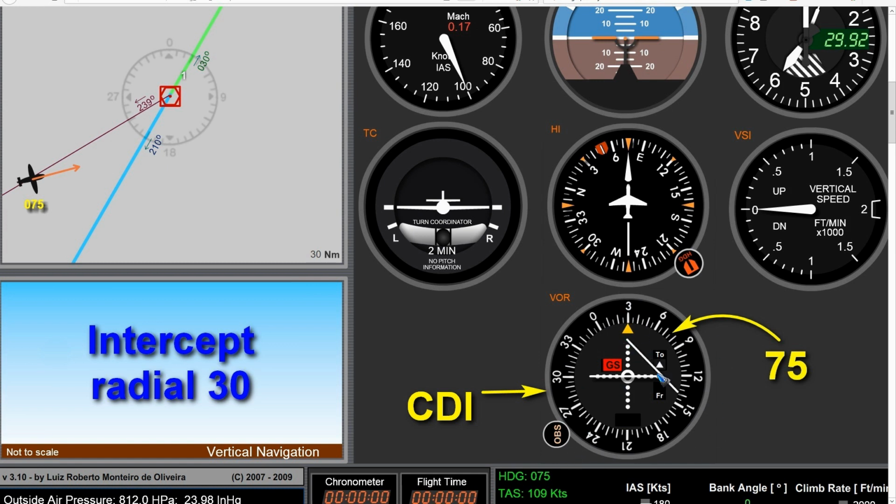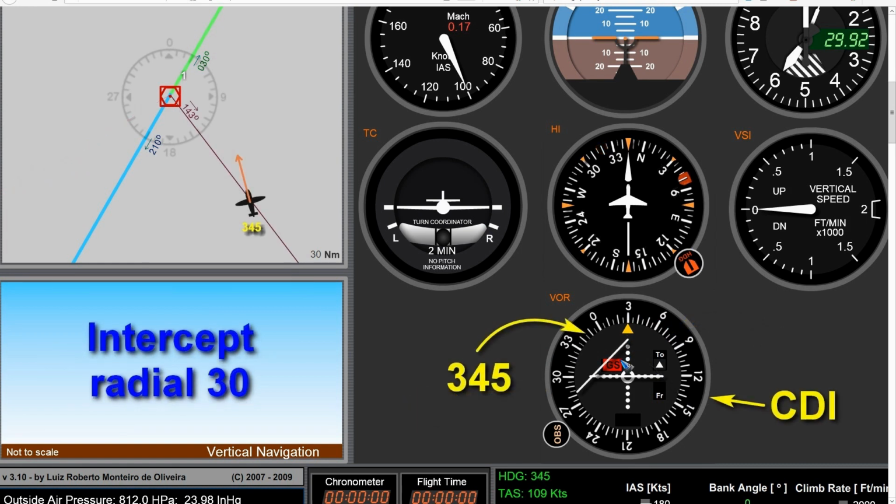Then we look at the needle. If the needle is to the right, we add 45 degrees. So in this case 75 heading is perfect for intercept. Yeah, that looks good over here. And then if the needle is to the other side, to the left, then we subtract 45, and in this case that will give us 345 as the perfect intercept heading. And looking at this example here, that looks perfect.